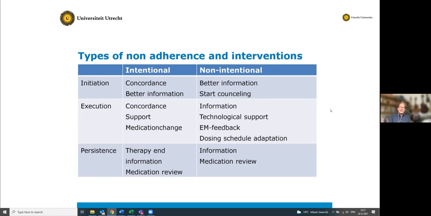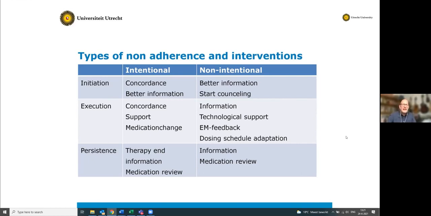And one of the things, for instance, in intentional non-adherence, so people not wanting to take their medication because they don't believe in it, or they don't see an effect, or they have side effects, or they are afraid of side effects, that has a lot to do with concordance.